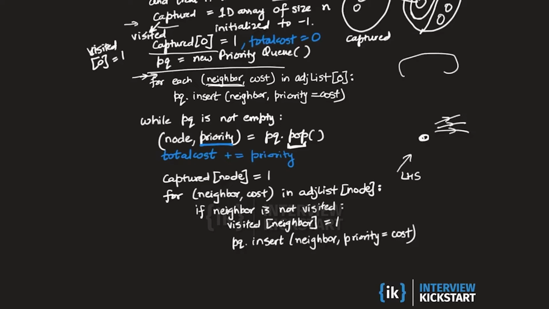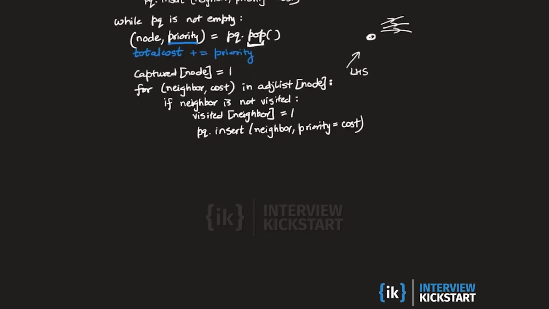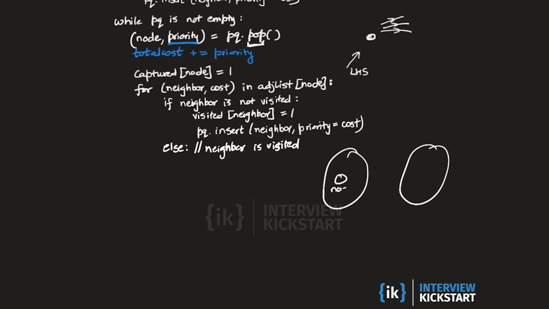Now what if the neighbor has been visited? If the neighbor has been visited, we are in this else clause. So let me write down in comments here that the neighbor is visited. We might still have to look at the neighbor, because if the neighbor is visited, it could be lying either on the left hand side, or it could be lying in the priority queue on the right hand side, right? This is where the neighbor could be, or this is where the neighbor could be.